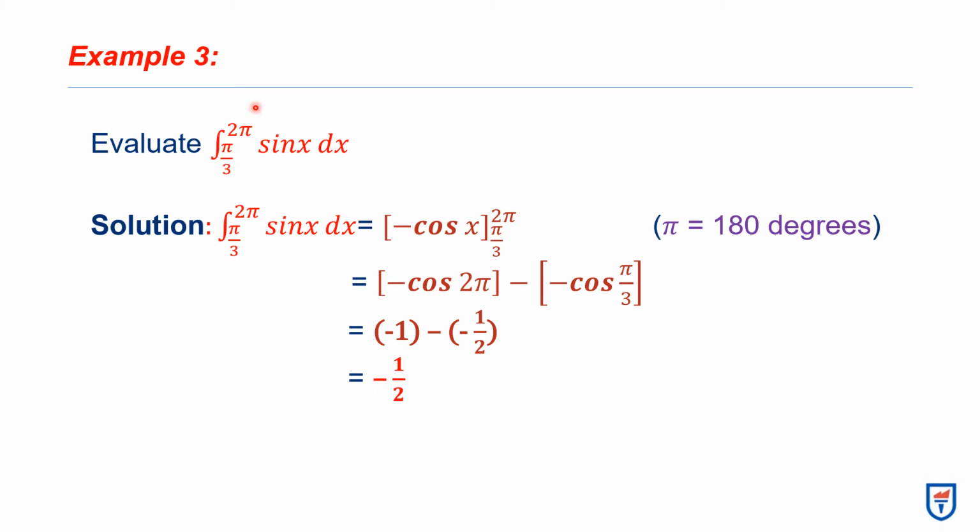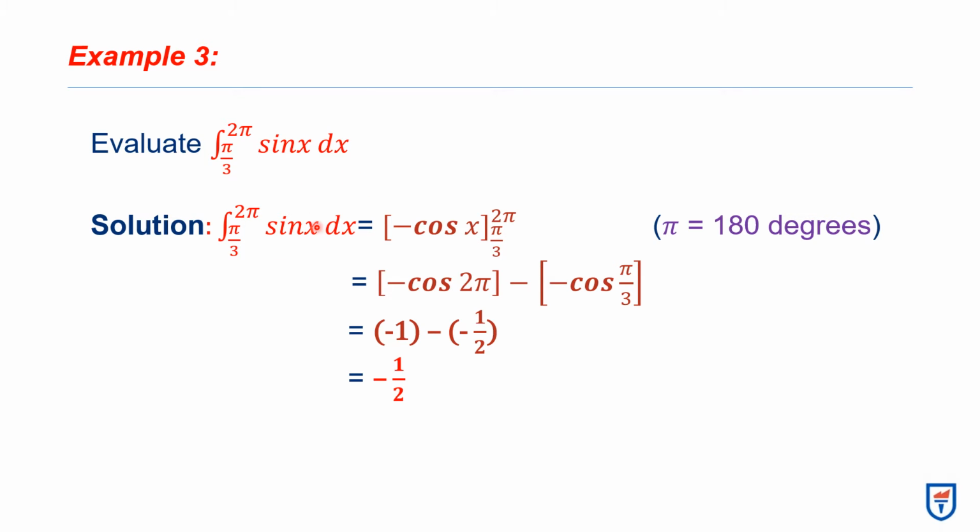Here is our third example, which says: evaluate the integral of sine x dx with an upper limit of 2 pi and a lower limit of pi over 3. When we are finding the solution of a trigonometrical function, which is sine x, in terms of pi, we need to know that pi is 180 degrees. So when we're finding the integral of such a trigonometrical function, we need to know, using the trigonometrical rules, what the integral of sine x is.